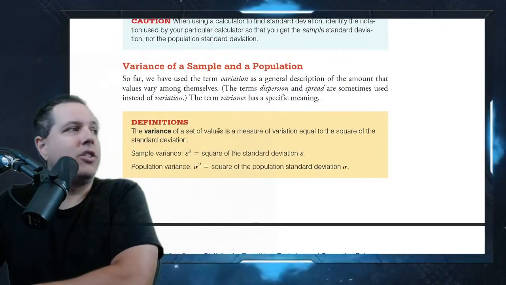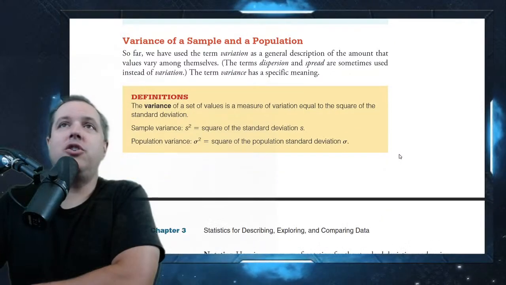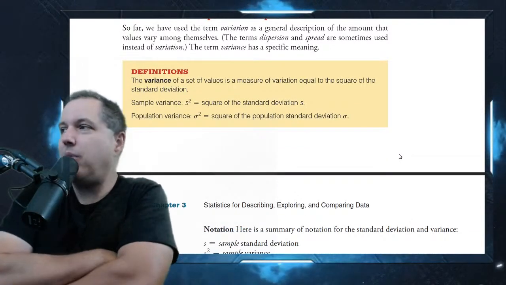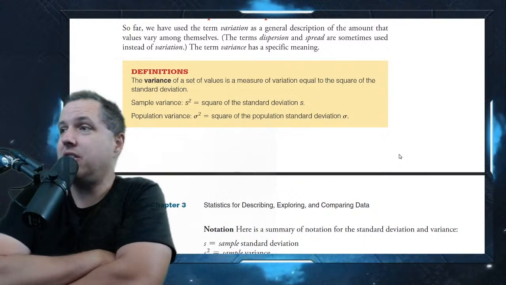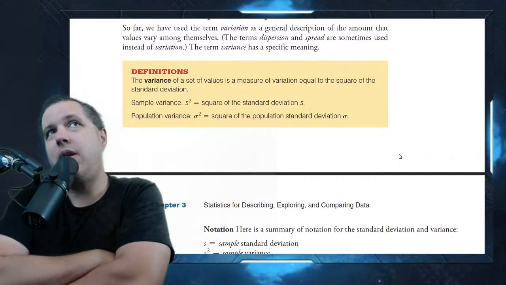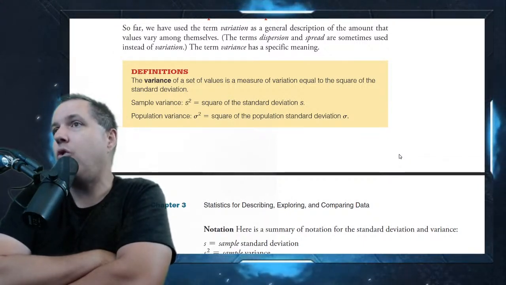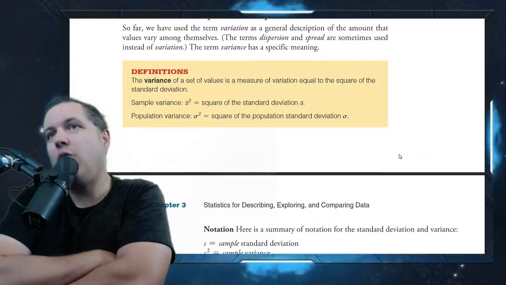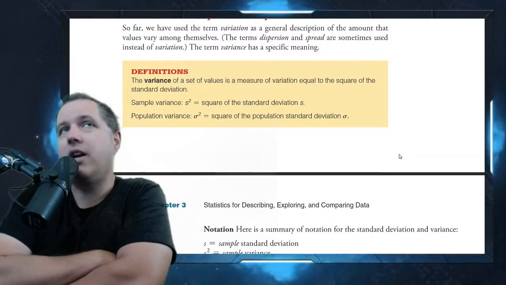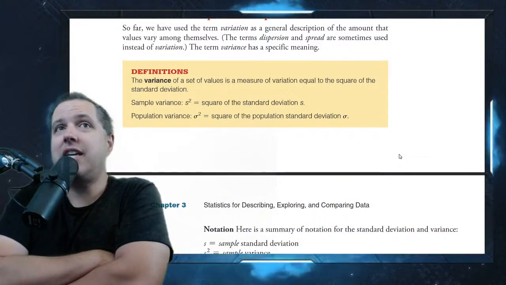Okay, now we have this thing called the variance. And the variance gets used in certain situations. We probably won't use it a ton in this class. If you're going to go on and take more statistics in the future, variance will come up more often. It'll play a larger role. But in the beginning stages, standard deviation is almost always your go-to. But the variance is easy to calculate.